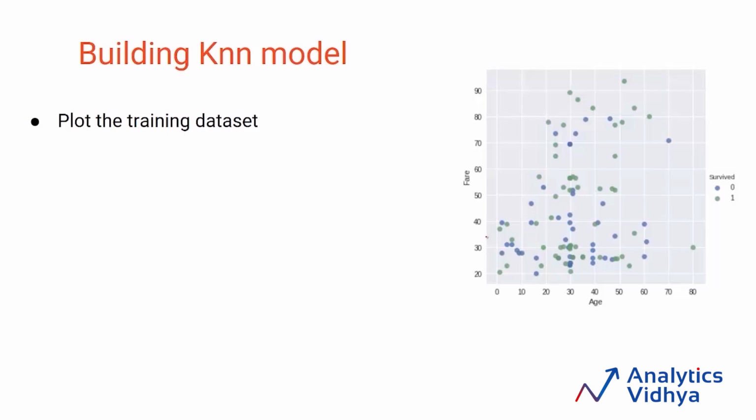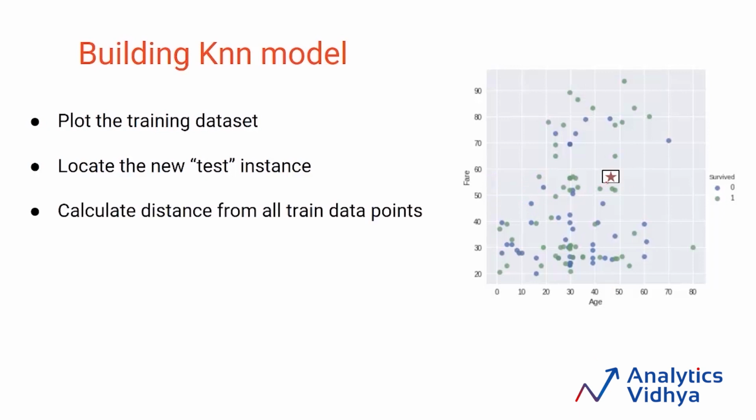So once we have the training dataset, next we locate the new data point in the plot. We are showing it here with the star. This point has an age of approximately 45 and a fare of approximately 58 or so. Now we want to predict if this particular person with the given age and fare will survive or not by looking at its nearest neighbors.